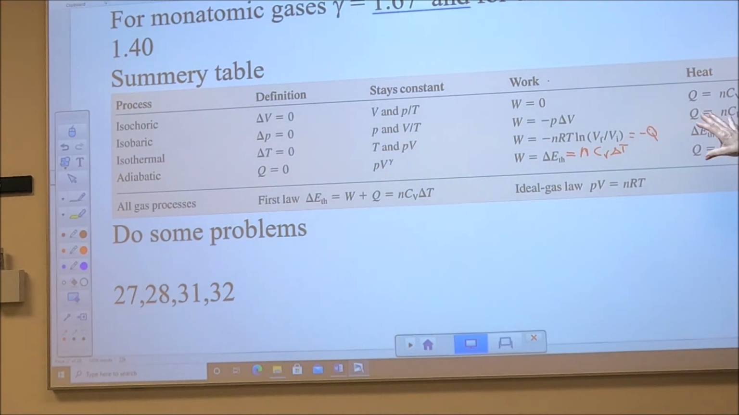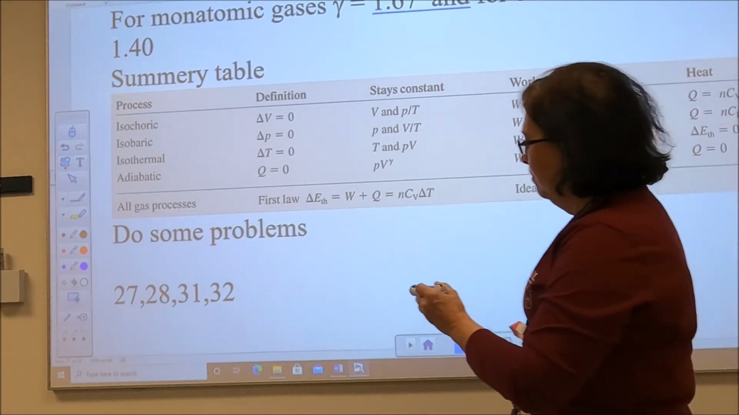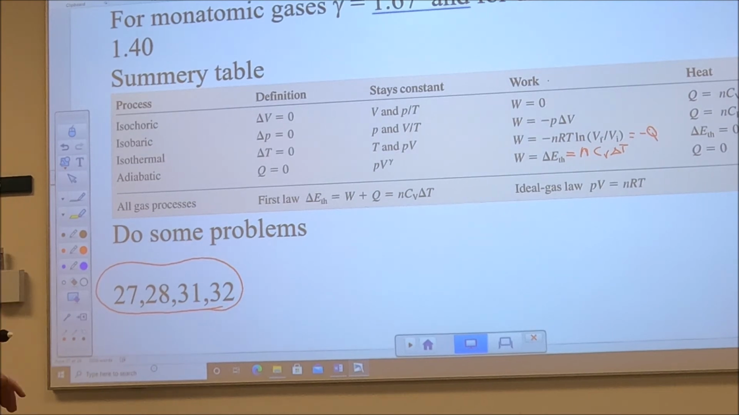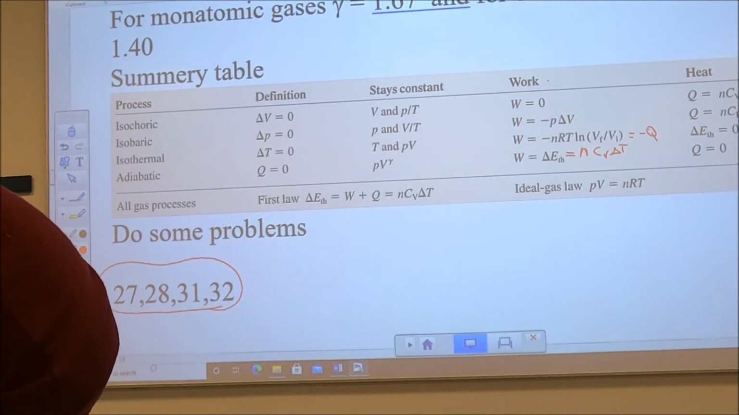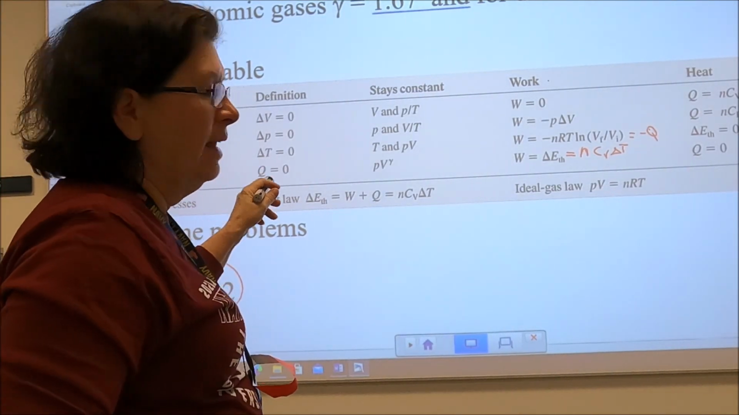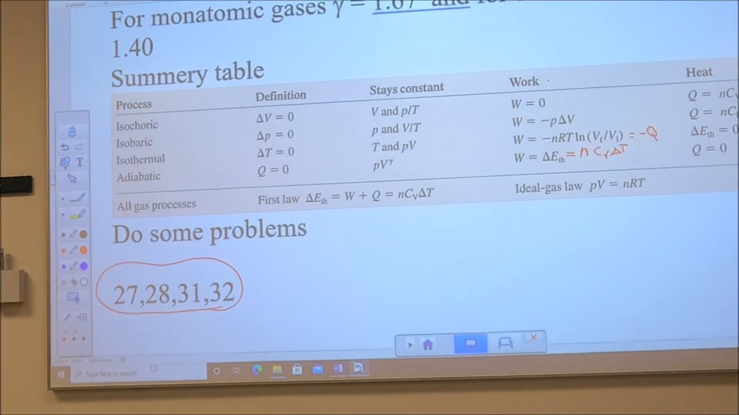Now, this is a great summary table for most of the problems that you're going to encounter in this chapter. Here are some suggested problems for you guys to try. Let me maybe do one of them with you. Flip here to the end of the chapter. We can look at problem 27. I'm going to leave that up there. We'll come back to it.